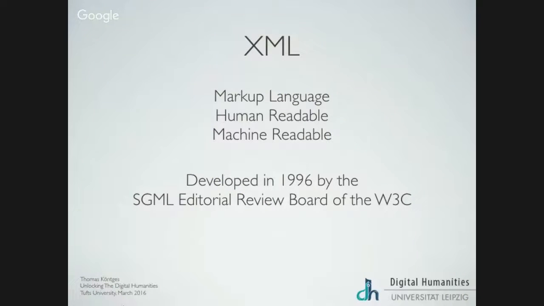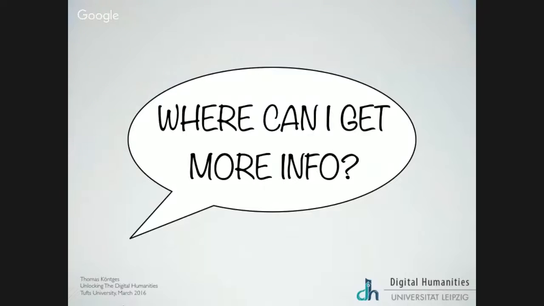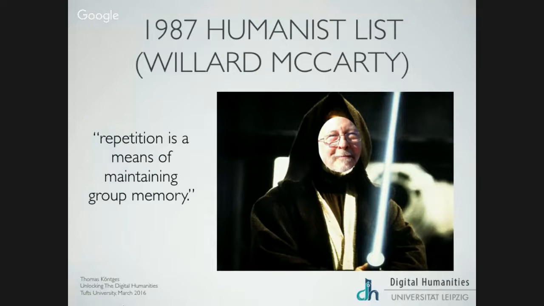So one of the last questions I'm going to ask myself is, where can I get more info? Well, there is the Humanist list, established in 1987 by the Obi-Wan Kenobi of digital humanities, Willard McCarty, who also did a nice drawing, by the way, that you saw in the beginning. And he said, repetition is a means of maintaining group memory. Maybe you should make some grammar mistakes in there, so we can say Yoda McCarty. But that's really important.